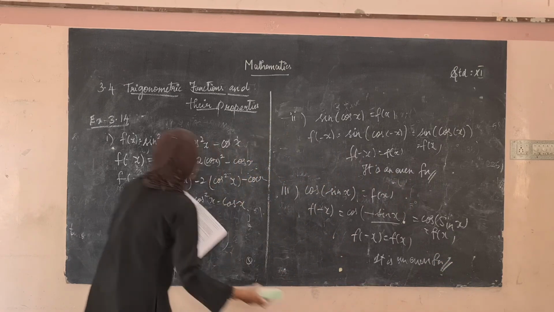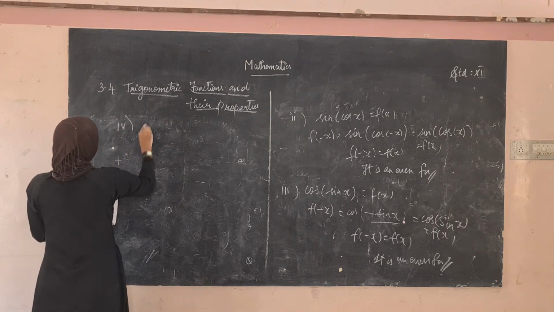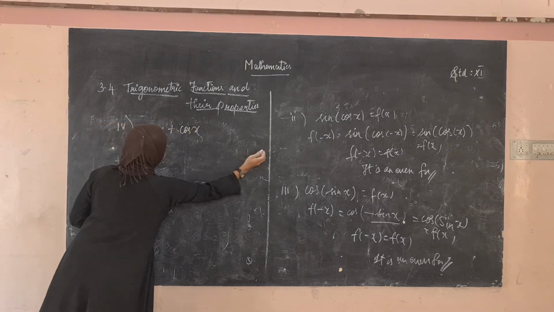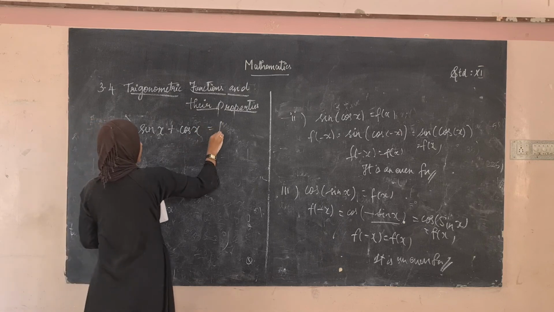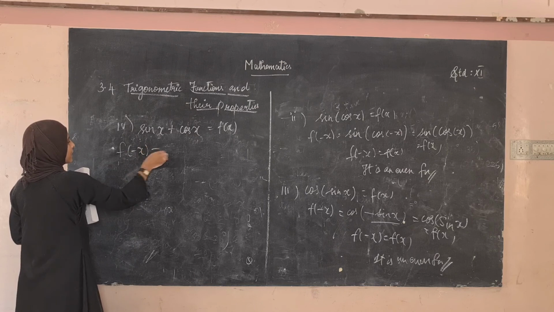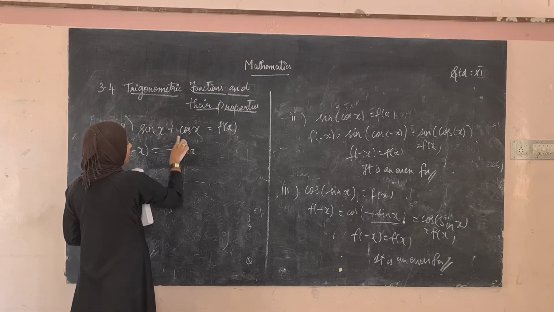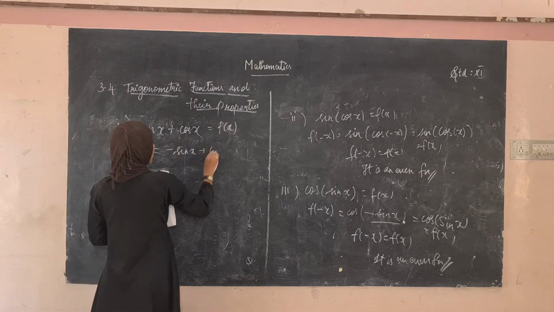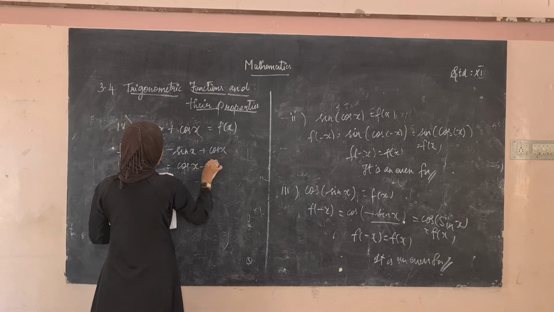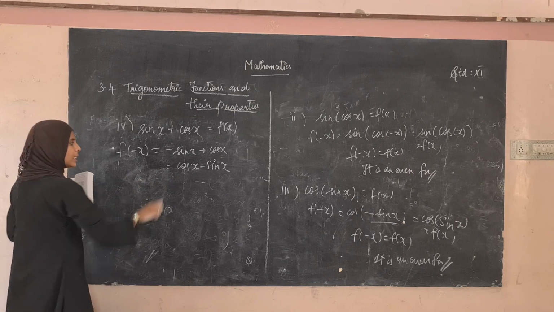Okay, now let us see the fourth sum, that is the last sum. Sin x plus cos x. Now let us take this as f of x. Okay, then f of minus x. Sin of minus x is minus sin x plus cos of minus x is cos x. So what happens? This is cos x minus sin x. So is this f of x? Definitely not. This is not minus f of x either.